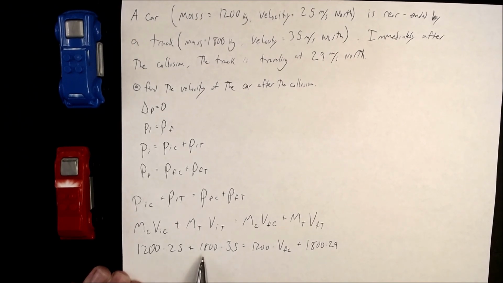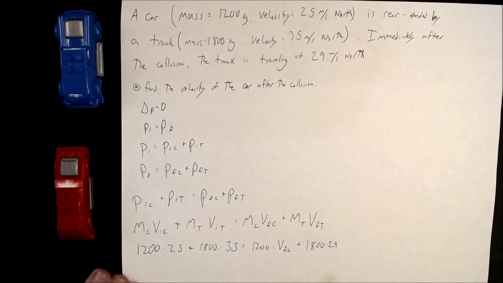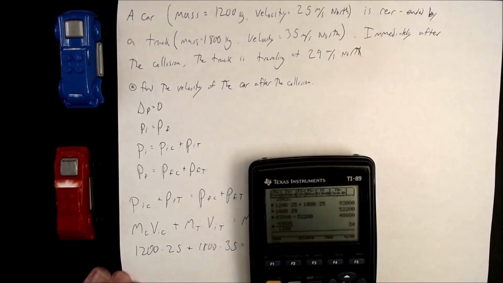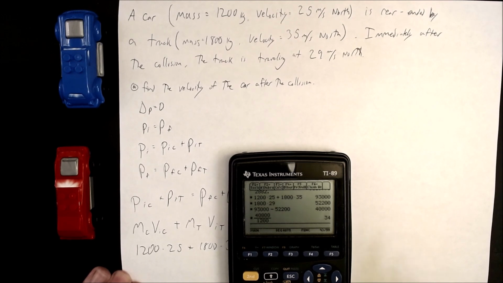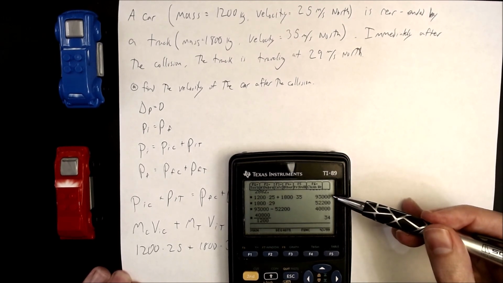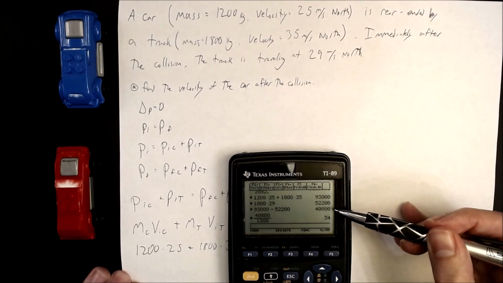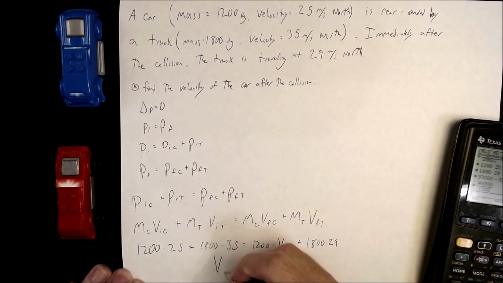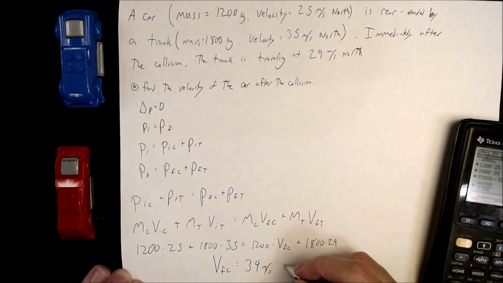Multiply, add, multiply, equals the thing plus multiply, you can do that. We're not going to waste our time actually solving that. I already solved it over here. You can probably see my math right there. And you see that when you take the stuff on the left, the other stuff on the right, subtract them, divide by the mass, you get V final car is 34 meters per second north.